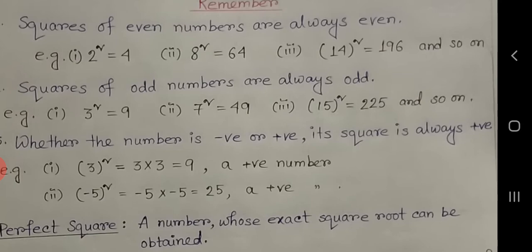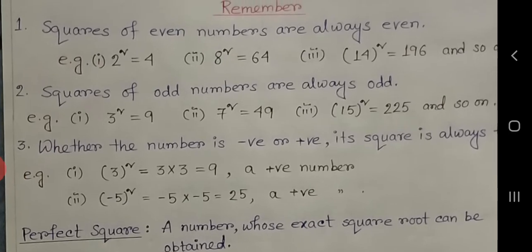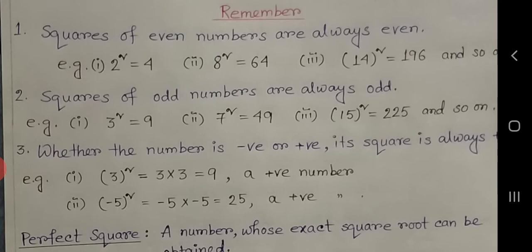Now coming to the second example, minus 5. Here minus 5 is a negative number and the square of minus 5 equal minus 5 into minus 5, and this is equal to 25. It is a positive number. So whether the given number is positive or negative, its square must be a positive number. So hope the 3 points 1 to 3 are clear to you.